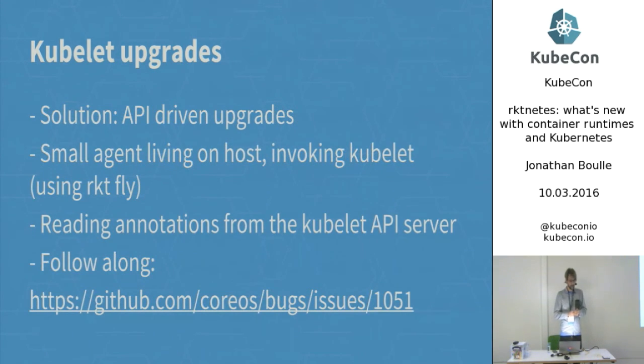So our solution, which we're exploring, is API-driven upgrades, where you have a little agent on your host that runs the kubelet using Rocket Fly, as I talked about earlier. It uses the Kubernetes API, like annotations against an individual kubelet, to say which version of the kubelet it should be running, and then you can do a nice phased rollout of kubelets across your cluster. Again, I put a GitHub issue there if you want to read more details.